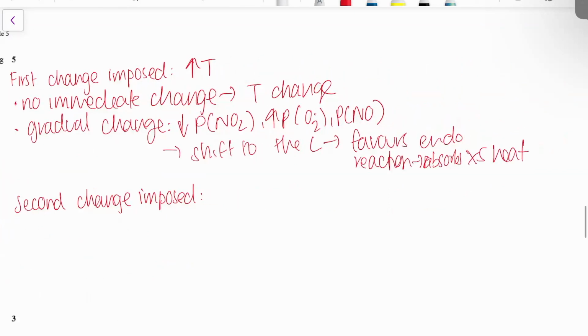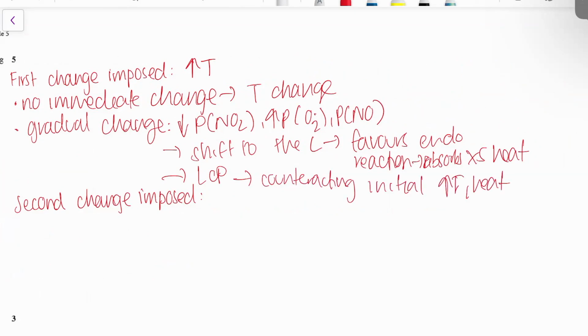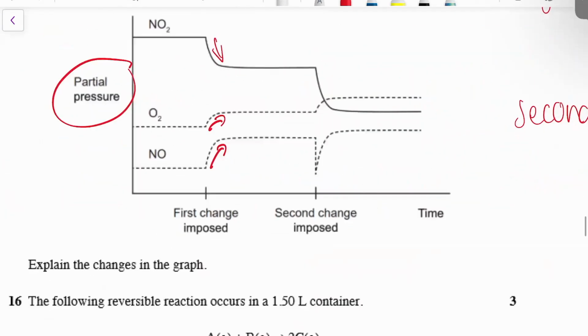And the only reason the system would do that is, according to LCP, it must be counteracting an initial increase in temperature and heat, which is how we know that's what the change was. And then second change, do we see any immediate changes up or down?